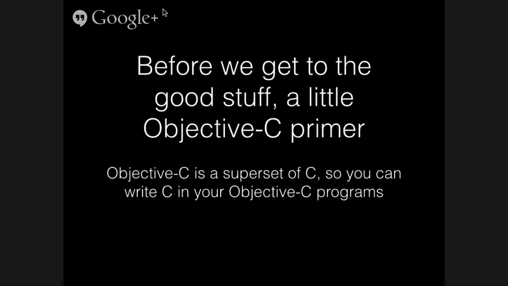Objective-C is a superset of C, so whatever C you want to write, you can write it in your Objective-C programs. But this is bringing more object-oriented stuff based on Smalltalk, and so forth. It's a regular imperative language. It's not much different than Java or C# or Ruby, and it's nothing you haven't seen if you've done any of those.